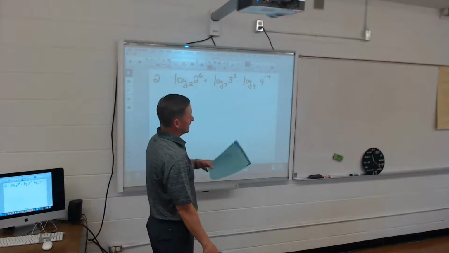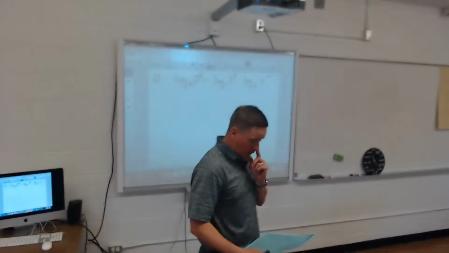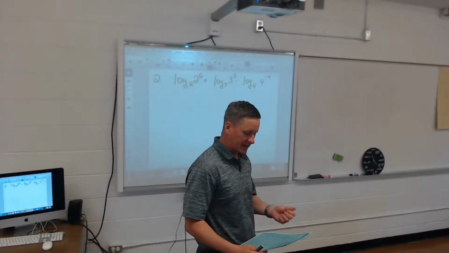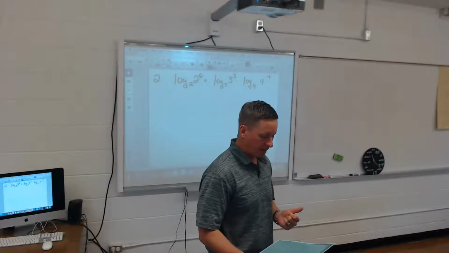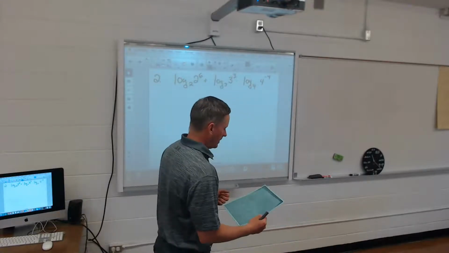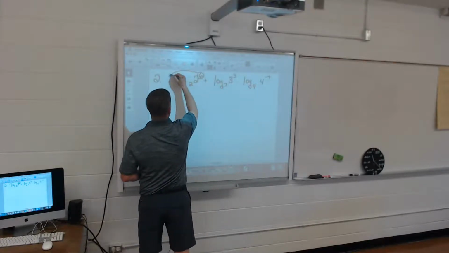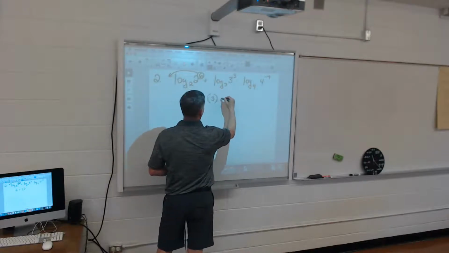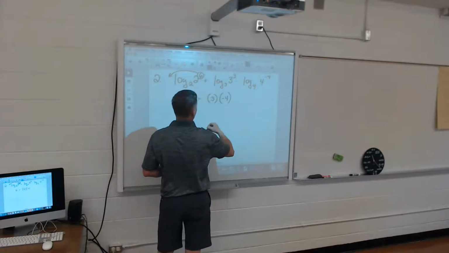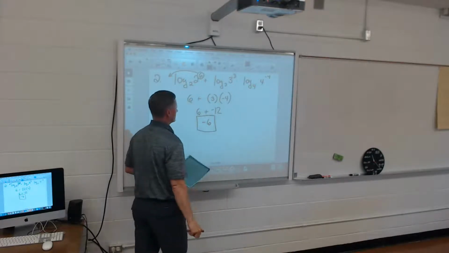So, again, I'm looking at this question and I'm saying, well, hey, wait a minute. 64 can be put to the base 2, 27 can be put to the base 3, and 256 can be put to the base 4 as well. All right? So, now, move these all to the front. That gives me 6 plus 3 times -4. 6 plus -12. -6 is my solution for that question.